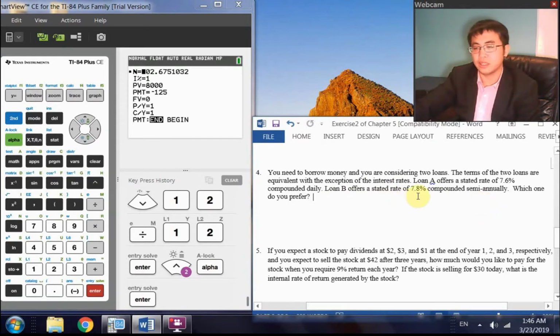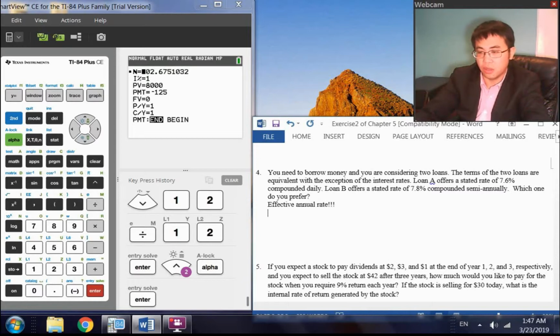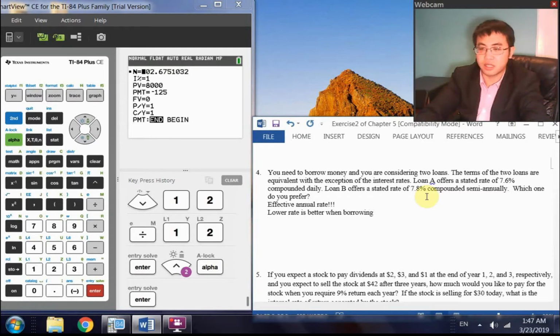If you make a decision, you will make a decision based on effective annual rate instead of the stated rate. Okay, so that's rule number 1. And also you need to know that a lower rate is better when you're borrowing money. And if you are lending money or investing money, of course a higher rate is better.